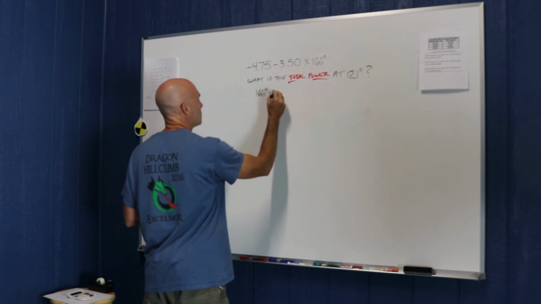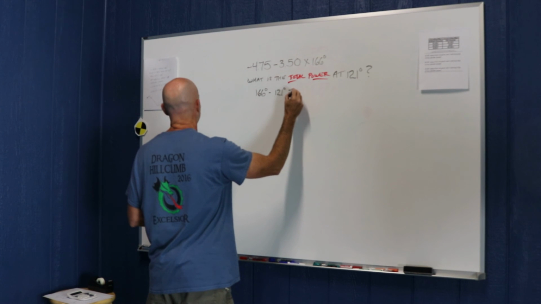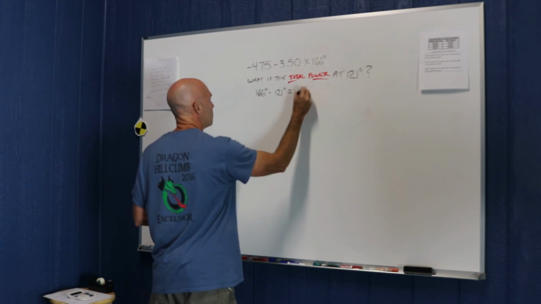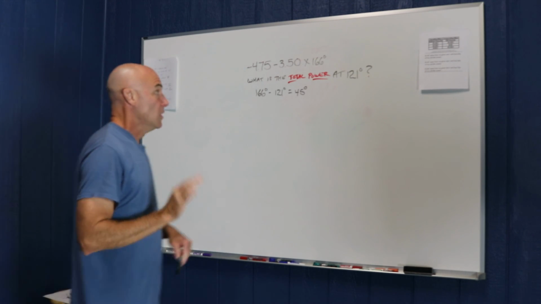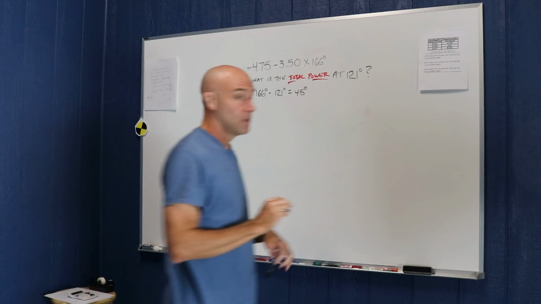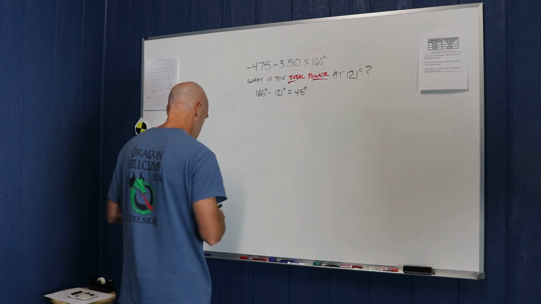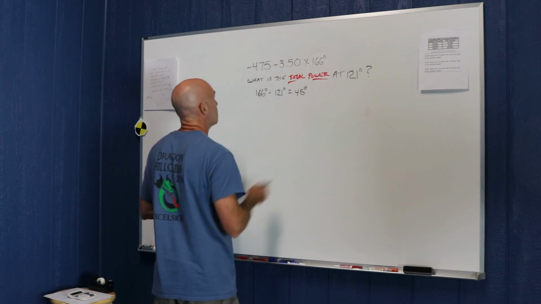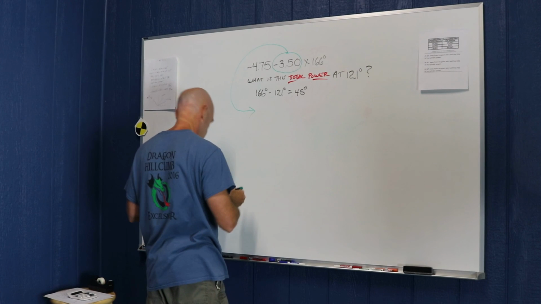166 degrees minus 121 degrees. What a surprise. It's 45 degrees difference. What does our rule tell us? Our rule tells us that at 45 degrees away from my given axis, I'm going to find half or 50% of my cylinder value. What is my cylinder value? My cylinder value is right here. I can bring this down to here.